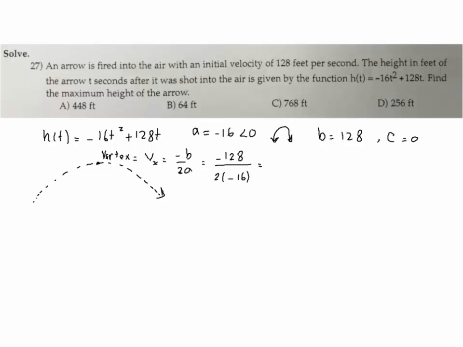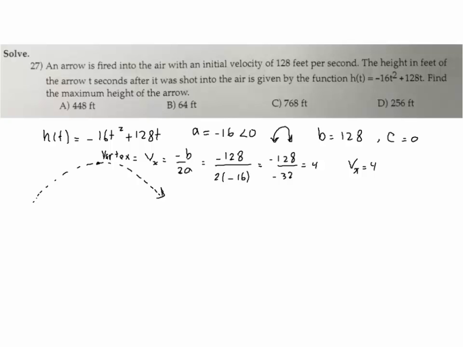Okay, so who wants to do the calculation? 2 times 16 would be 32, right? So it would be minus 128 over minus 32. So it would be a positive number, right? So what is 128 divided by 32? Anyone? 4. It would be positive 4. So the x position of the vertex is equal to 4.